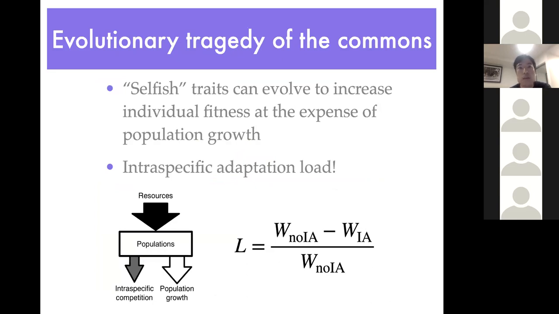So this can be seen as a kind of evolutionary tragedy of the commons, because in such conflict, selfish individuals can evolve to increase their own fitness at the expense of population growth. This is because it's basically a zero-sum or negative-sum game. There is a limited resource income to the population, and then they need to decide which proportion is allocated to intraspecific competition, and the rest goes to population growth. So we propose to call that reduction of population growth intraspecific adaptation load, defined like this.